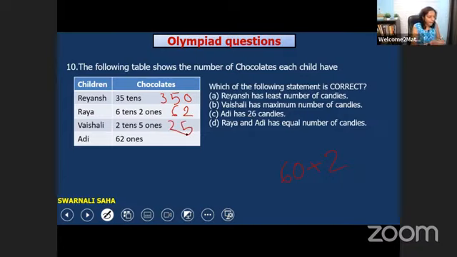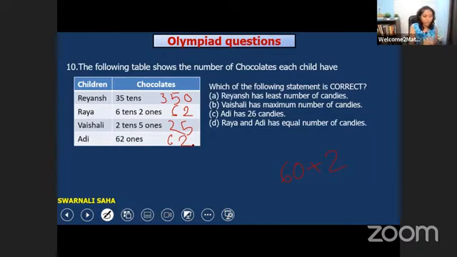And Adi has 62 ones. That means 62 into 1. So it would be 62. So we got all the numbers from the chocolates. Riyansh has 350 chocolates, Raya has 62 chocolates, Vaishali has 25 chocolates, and Adi has 62 chocolates. So let's see the options and find out our answer.